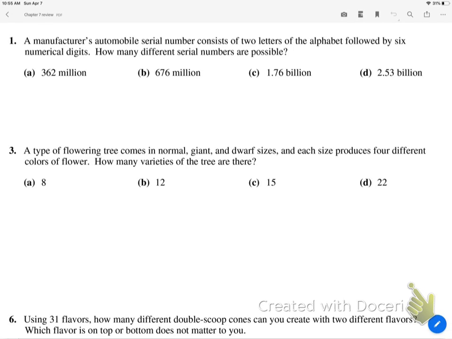Okay, a manufacturer's automobile serial number consists of 2 letters of the alphabet followed by 6 numerical digits. How many different serial numbers are possible? If you pick 2 letters, there are 26 options for a letter, and again another 26 options for a letter. So that's 2 letters. For the 6 numbers, there are 10 options for a number: 0, 1, 2, 3, 4, 5, 6, 7, 8, 9. That's 10 numbers, times another one, 6 of these.